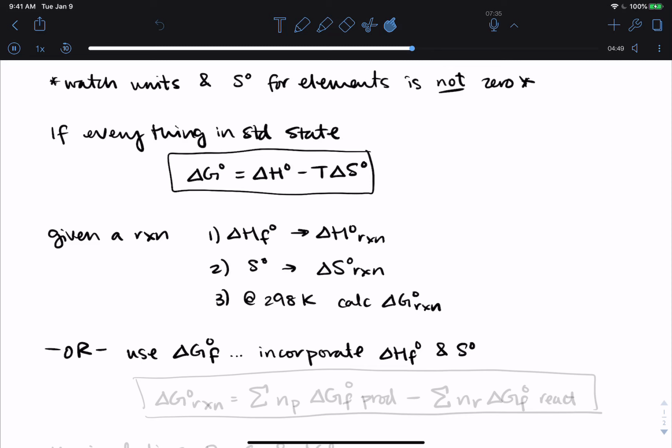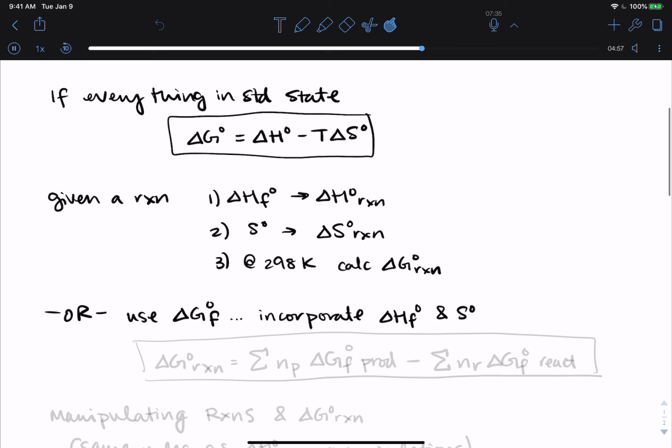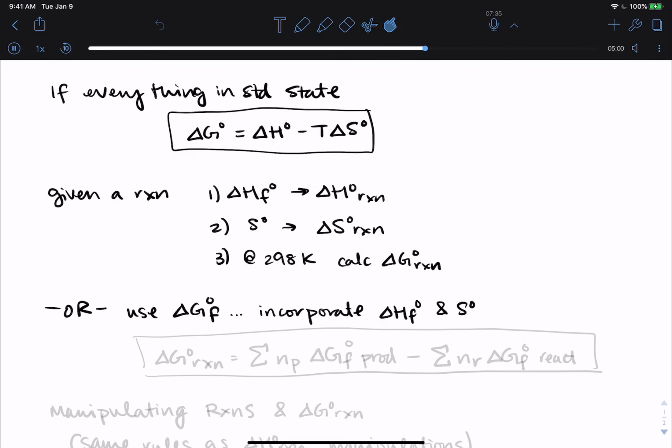Well, if all of this stuff is a state function, all of those things are incorporated. If you don't need the intermediate pieces, if you don't need delta H reaction, if you don't need delta S reaction, you can get delta G reaction exactly how we got those other pieces. So you could do the sum of the number of moles of products times the delta G formation of the products, minus the sum of the number of moles of reactants times delta G formation of reactants. It is a state function.